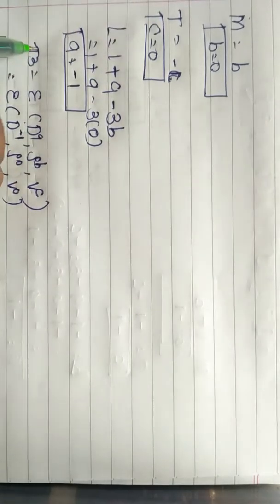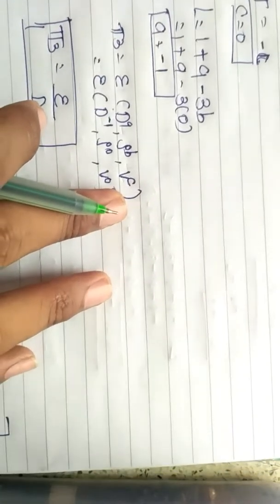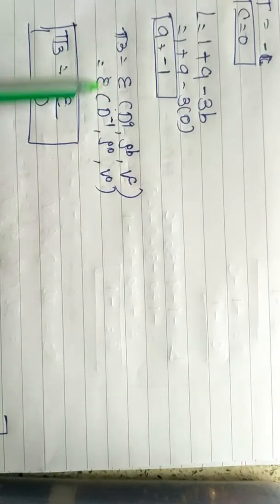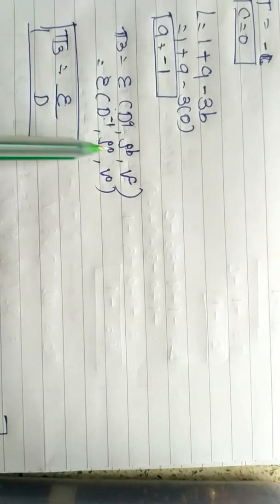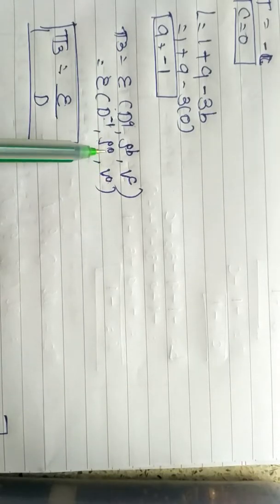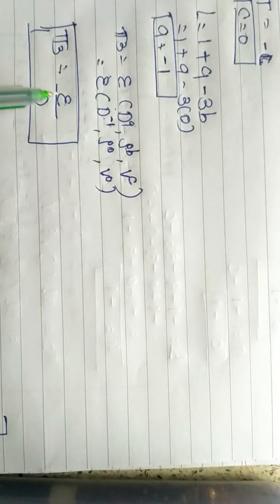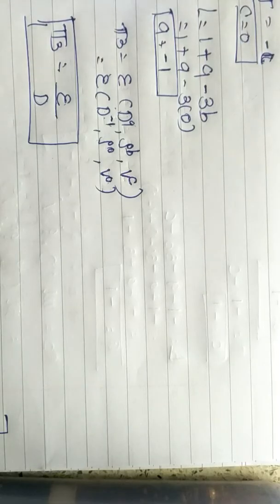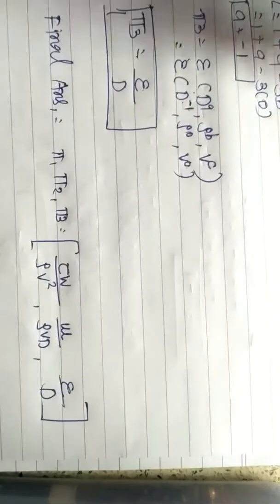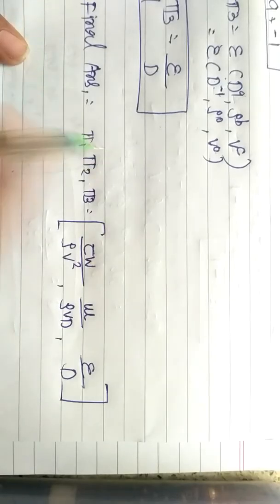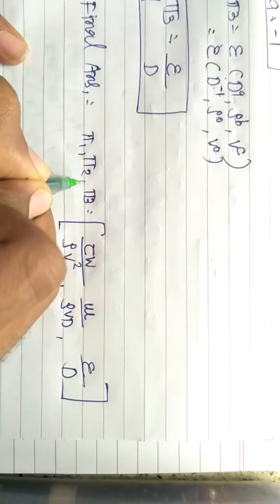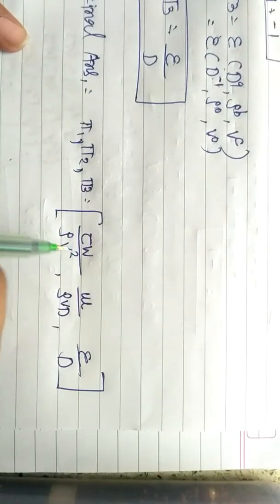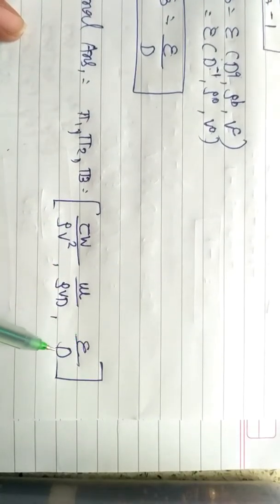Now pi3 equals epsilon in bracket D raised to -1, rho raised to 0, V raised to 0. So rho and V cancel out, so pi3 equals epsilon upon D. So finally, to conclude the example, the final answer is pi1, pi2 and pi3: tau w upon rho V square, mu upon rho V D, and epsilon upon D.